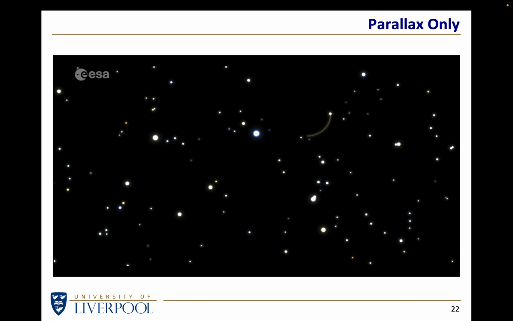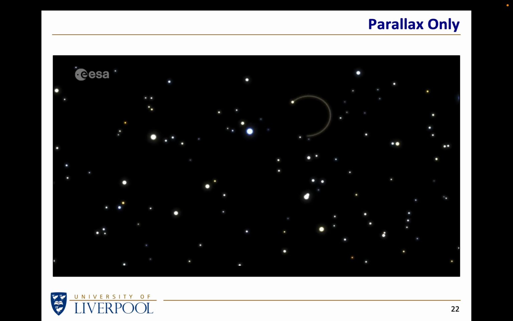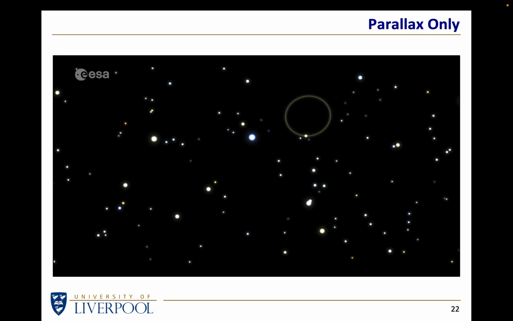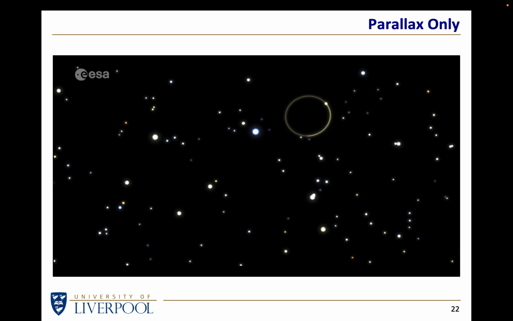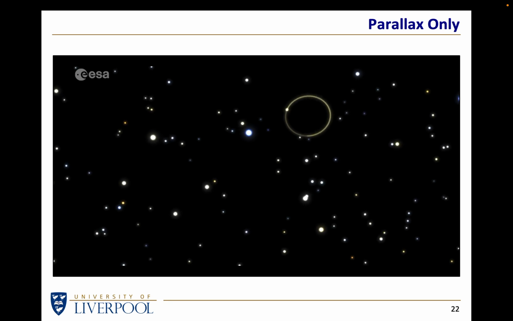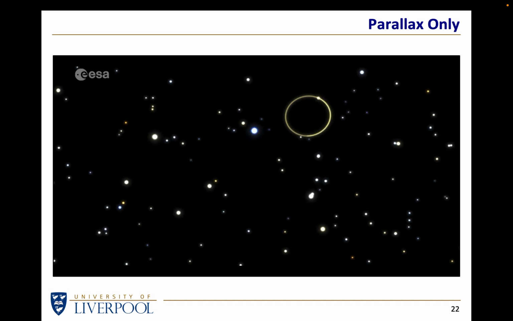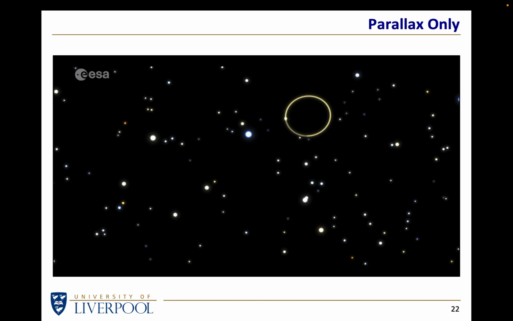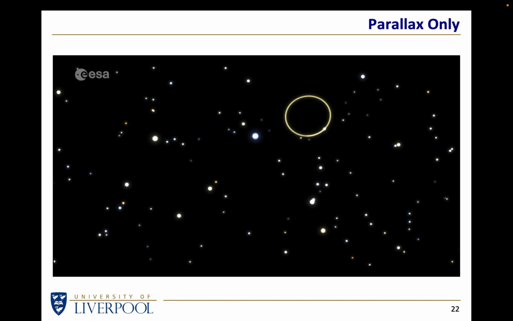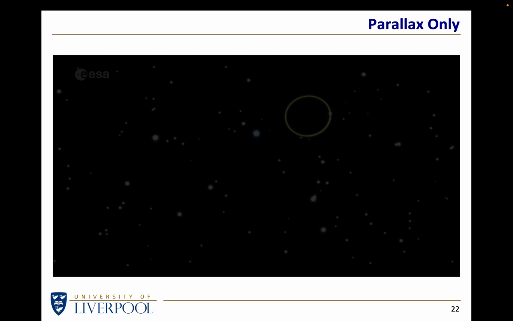So the situation we've got, let's look out into the sky and just think about parallax. Because of the motion of the Earth around the sun, anything close to us is going to appear to move a lot. Anything a long way away is going to appear to move a small amount. Every star will make a small ellipse in the sky, a big ellipse or a small ellipse.